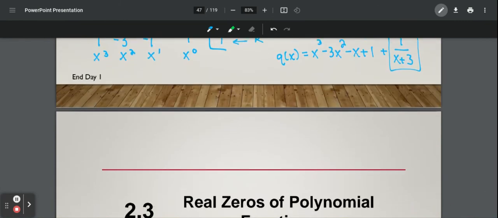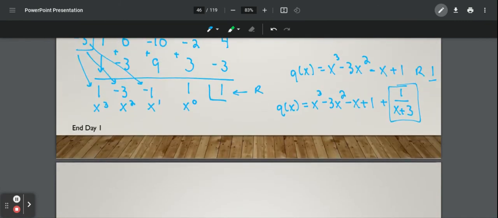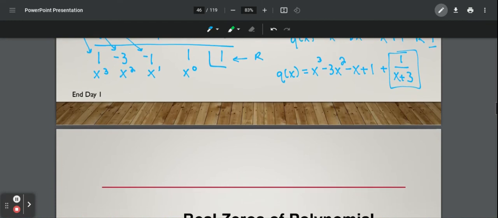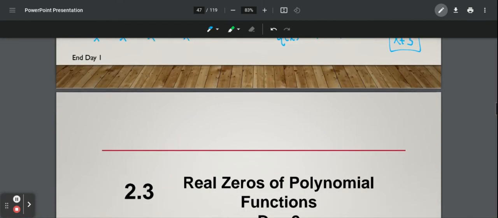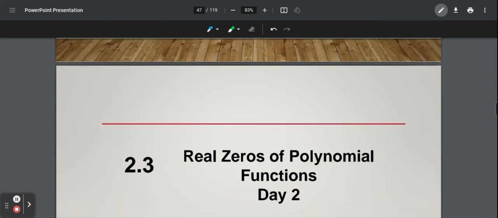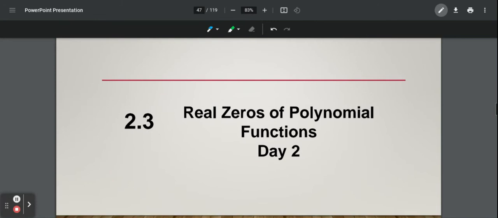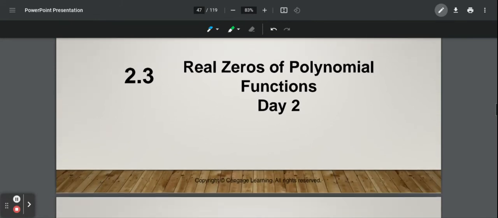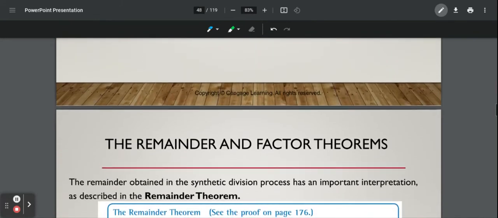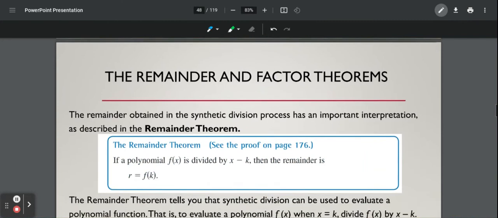All right, that's technically the end of day 1. I'm going to move right into day 2, but if you just needed day 1, you can go ahead and pause and get going on day 1. The second part of this is the remainder theorem and our bounds test.